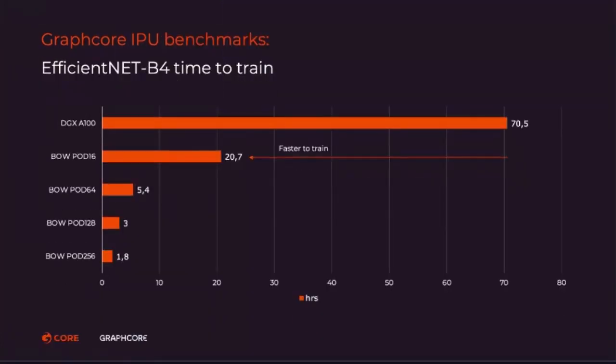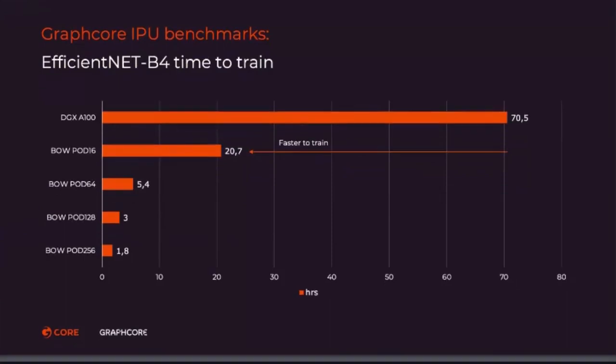Yeah, and you can see that. So we have the typical IPU benchmarks where we compare with the EfficientNet-B4 time to train. So you can see how many hours you need to spend with the DGX A100 and how it compares with the different POD configurations. Depends on the size, but you can see that the POD configuration is faster and more efficient if we compare it with the GPU clusters. Next slide.